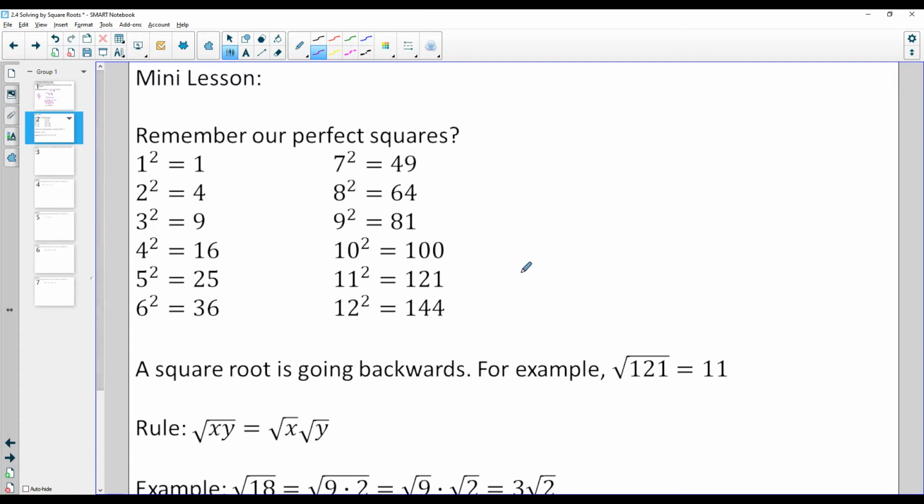So taking square roots is going the other way. So the square root of 121 is actually 11, right? Because 11 squared is 121. So if we were to undo that, if we were to take the square root of 121, the square root and the square kind of cancel out, and we're just left with 11.